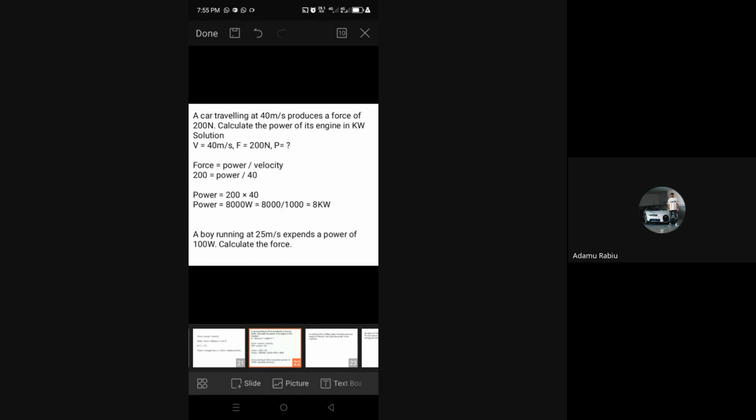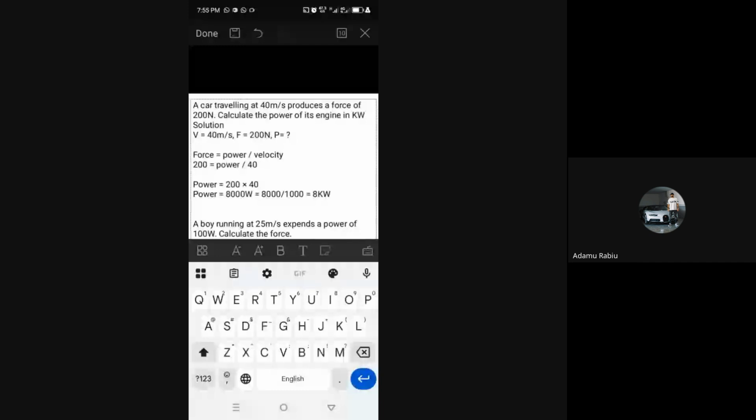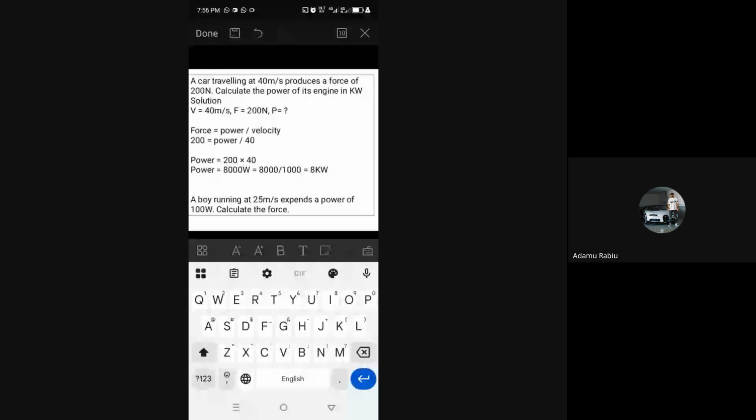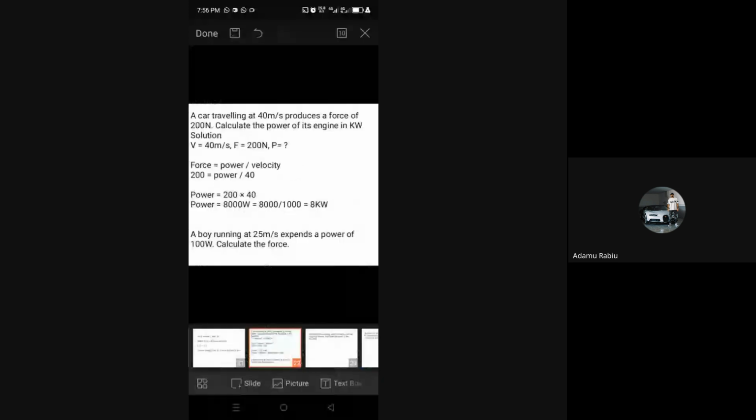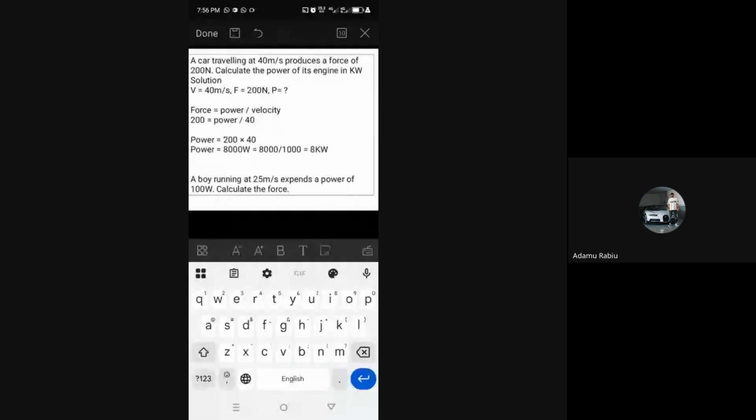Okay, but let's solve. Let me solve it now. It's taking too much time. Now, the question says that the boy is running at 25 meters per second. So your velocity will be 25.